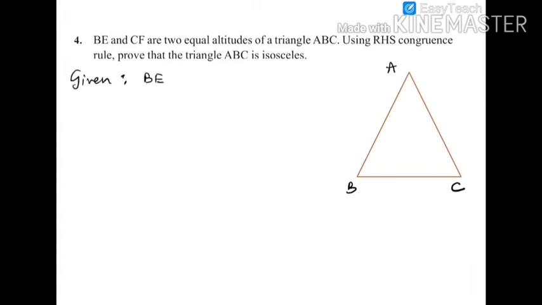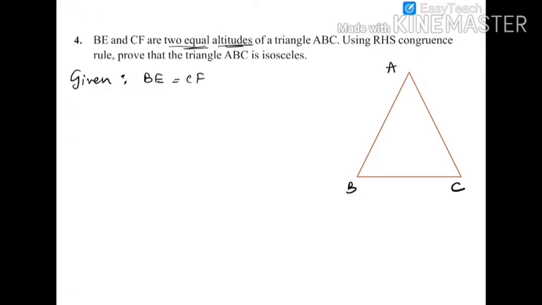Question number 4. BE and CF are two equal altitudes of a triangle ABC. Using RHS congruence rule, prove that the triangle ABC is isosceles. We have a triangle ABC in this question, so let's draw this triangle. BE and CF are two equal altitudes. So we are given that BE is equal to CF.